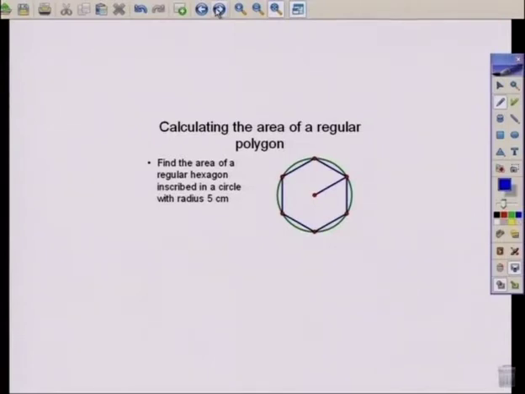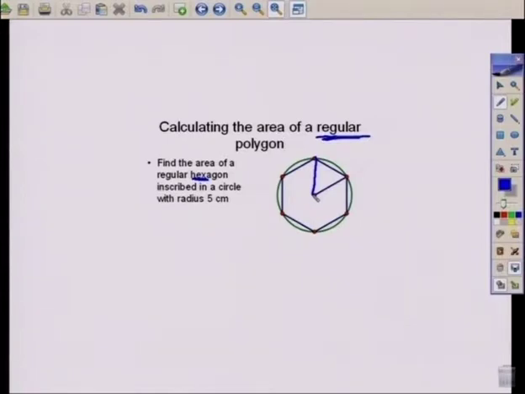A couple things to remember. Again, there's a lot of geometry involved in trigonometry. Regular means that it's equiangular and equilateral. That's one of the key things to remember. A hexagon, you remember, means that it is six-sided. So what we have in this picture is a circle where a regular hexagon has been inscribed inside of the circle.